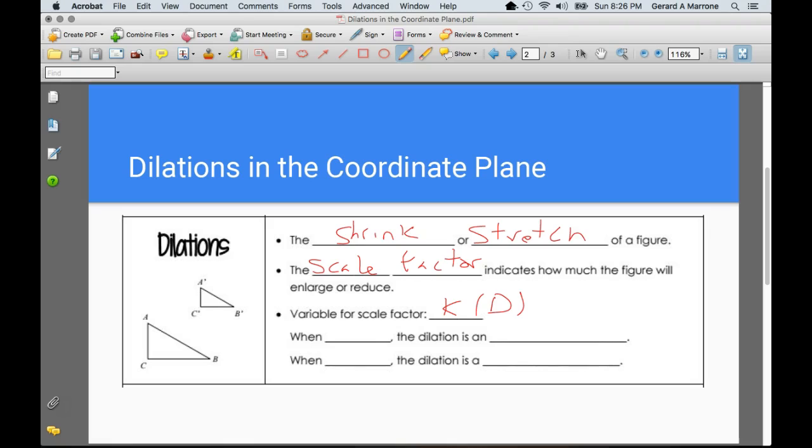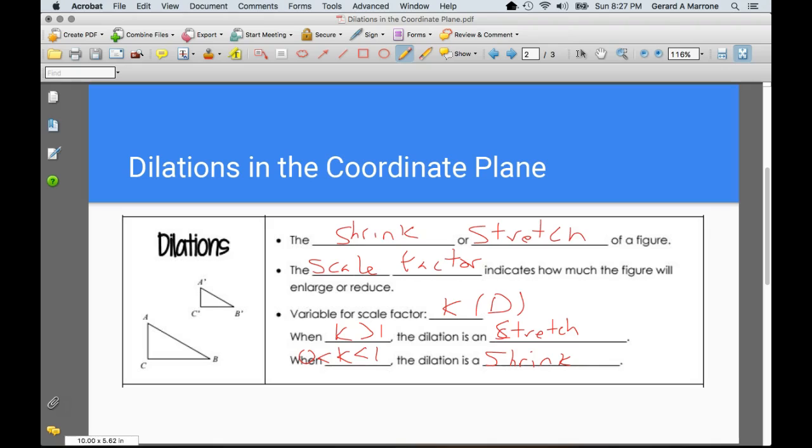Now, when that number K is bigger than 1, then the dilation is going to be a stretch. We're going to make the figure larger. When K is less than 1, which is usually a fraction, so I'm actually going to say between 0 and 1, then we're going to have a shrink. We're going to make it smaller. That should be your indication. If you have a K factor of 1/2 or 1/4, that's always going to make it smaller.